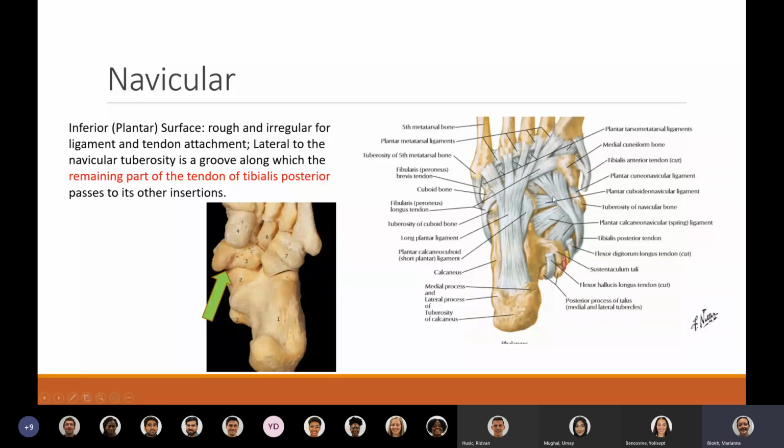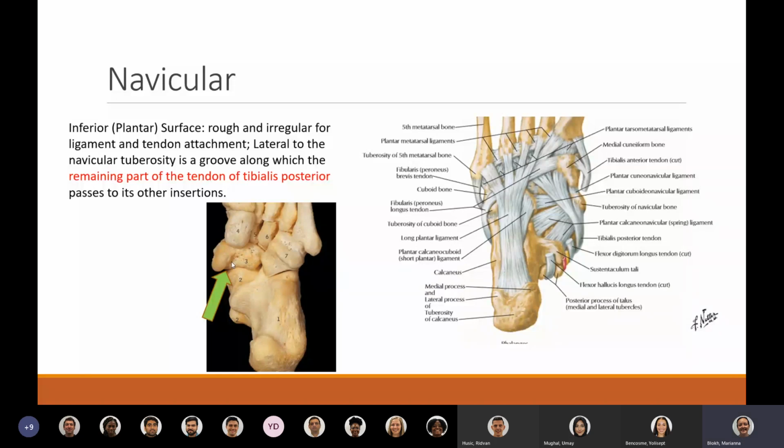What's another important thing? Over here we have our navicular tuberosity. Plantarly, we have a groove. The groove is for the remaining part of the tendon of tibialis posterior. It attaches in this part, and all the rest of it goes through this groove and into the rest of the bones of the foot. If they tag this area on the plantar surface, that's the groove for the tendon of tibialis posterior.